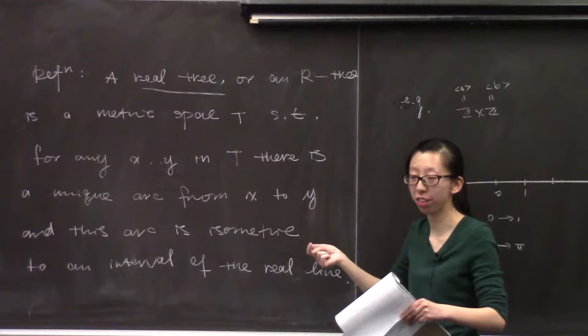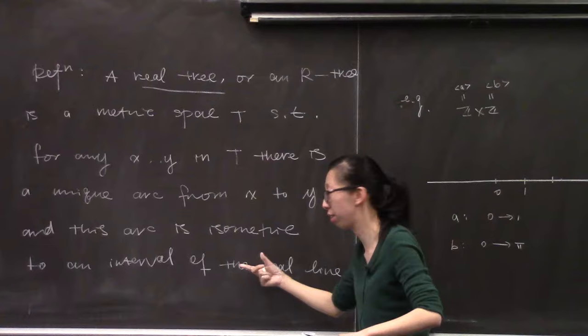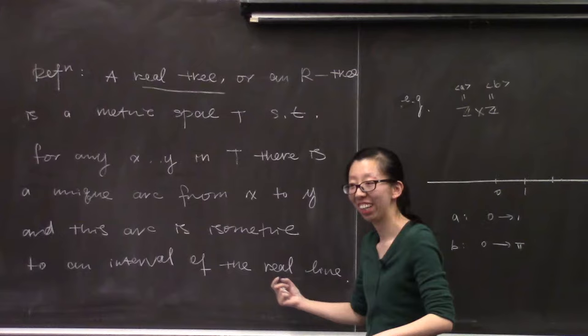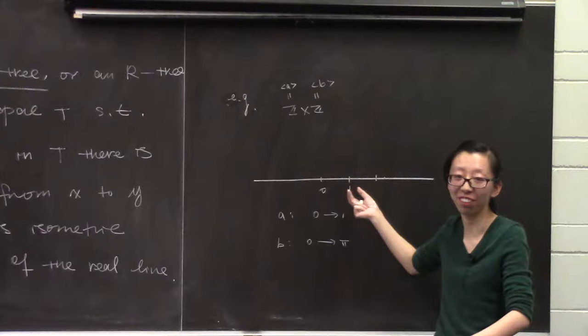But there's some measure on the tree, so that if you have two points, you have a distance. The distance is given by this isometry from the arc to an interval of the real line. So it's like the real line. That's our tree, just there are infinitely many vertices. We don't talk about vertices here. Any point could be a vertex.